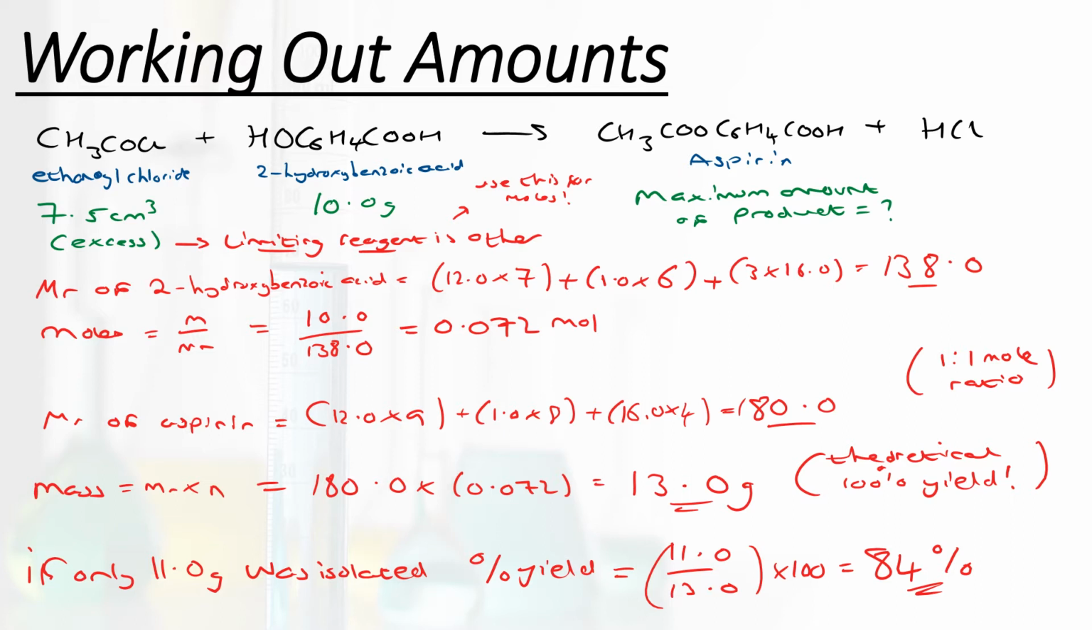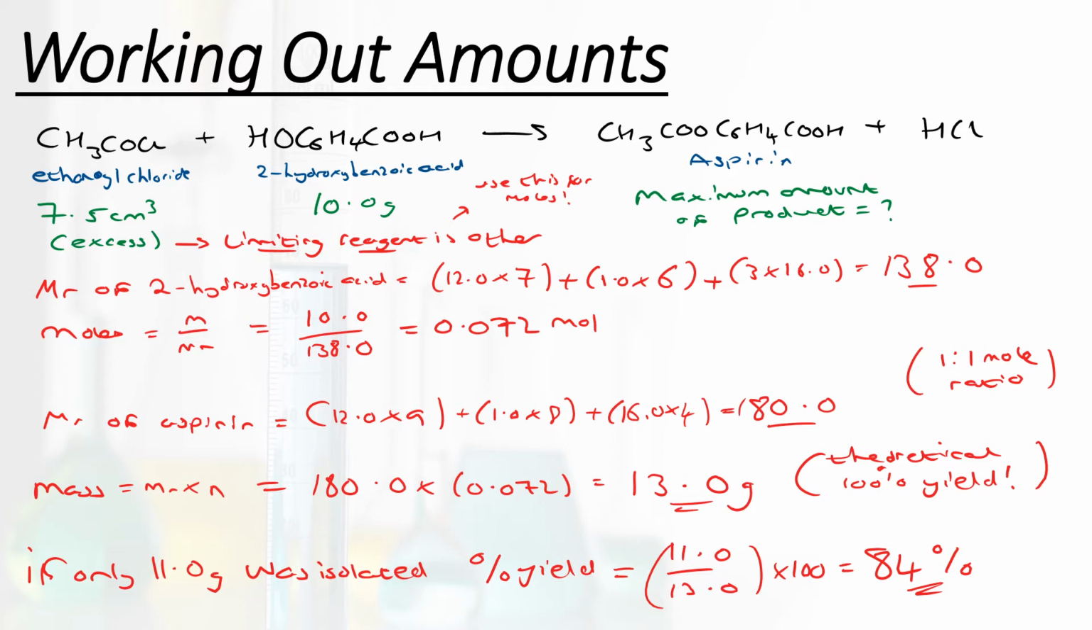The first thing we can do is that we're given the mass of the 2-hydroxybenzoic acid. We also have the formula, so we can work out an MR, and this means we can work out the moles of the 2-hydroxybenzoic acid. For the MR, remember, we just add up the atomic weights of all the elements involved. We have 7 carbon atoms, so 7 times 12.0. Remember that AR and MR values are always given to 1 decimal place. 6 hydrogens and 3 oxygens give us a total MR of 138.0.